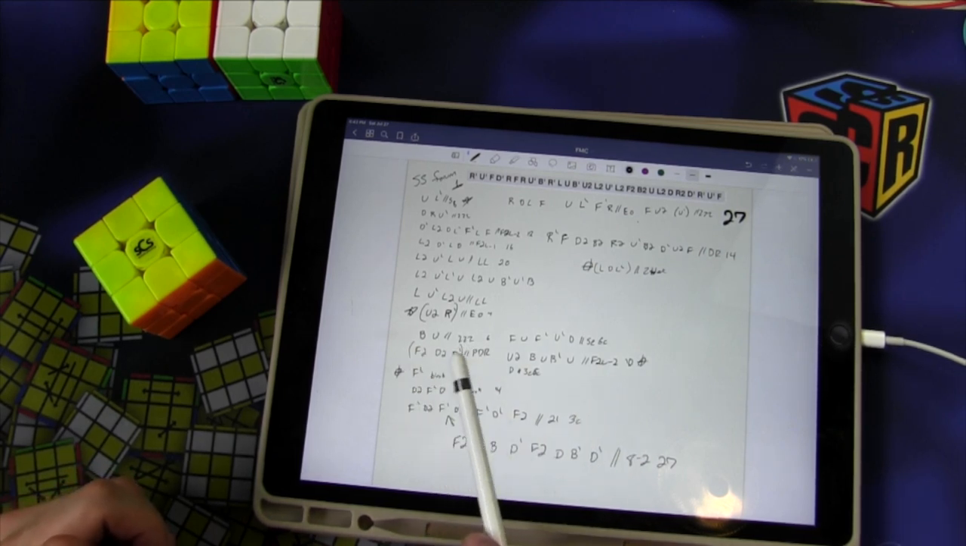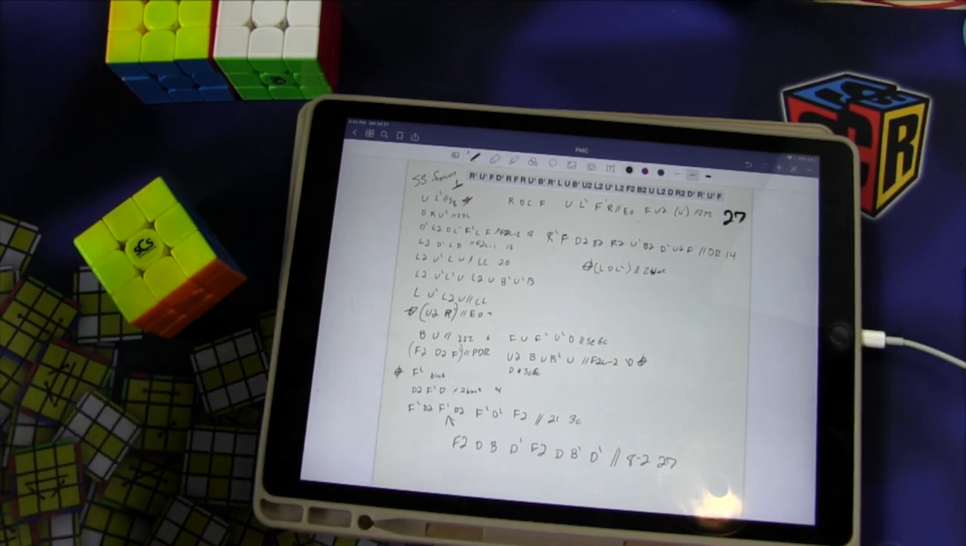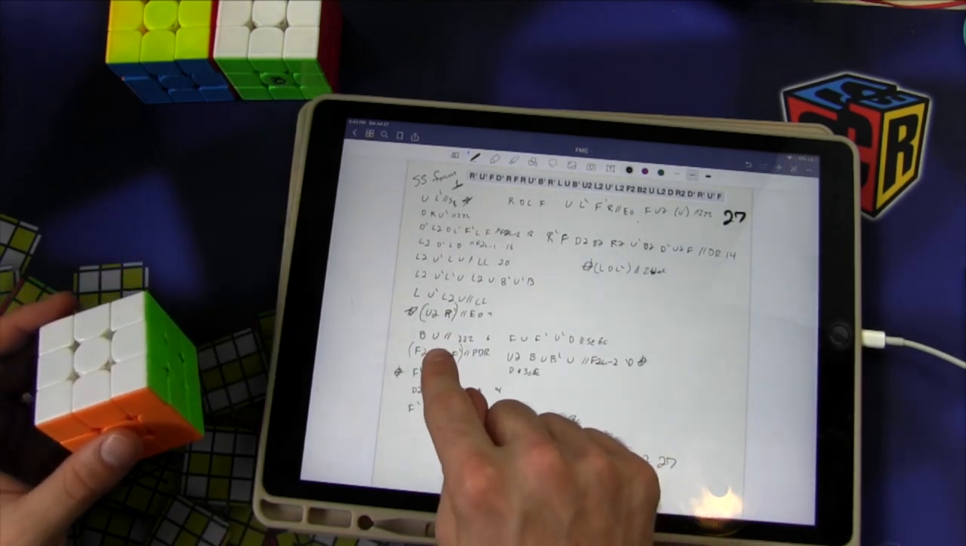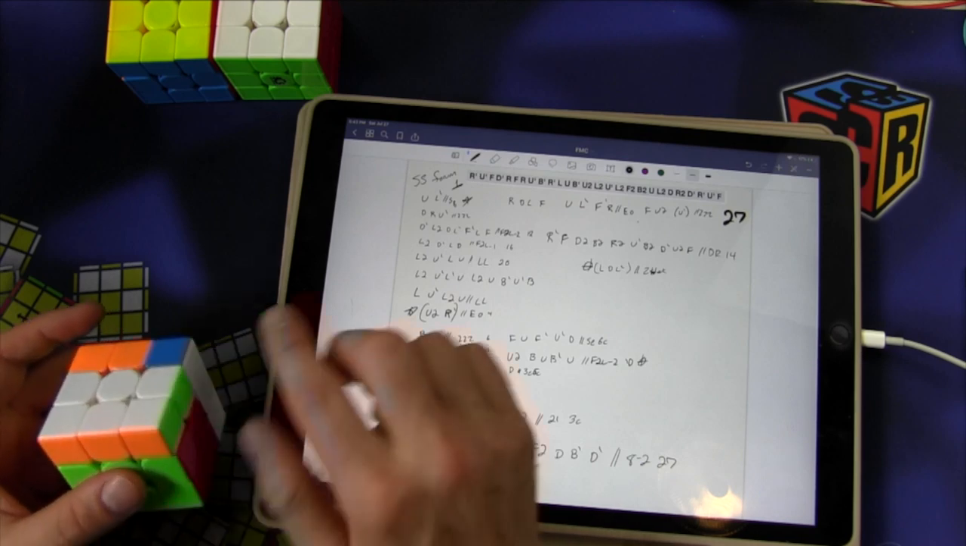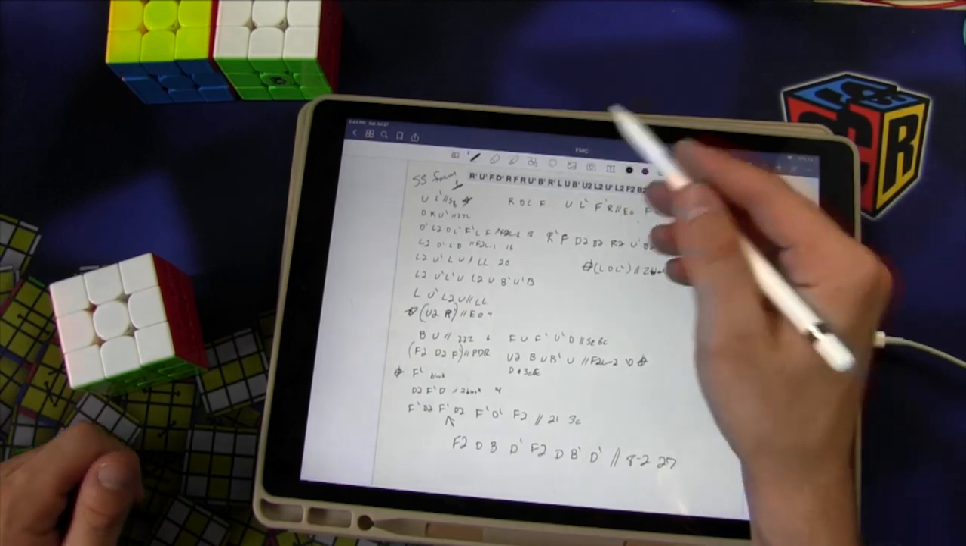And then I did partial domino reduction. I don't think I said it, but it's called partial because you're not orienting corners with this. So let's take a look at that. I'm gonna do the inverse of U. I'm gonna do U prime, B prime, L, U prime. And just to explain that real quick again.